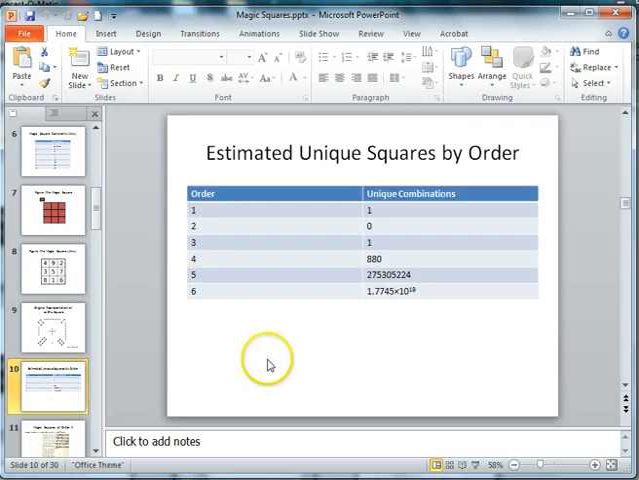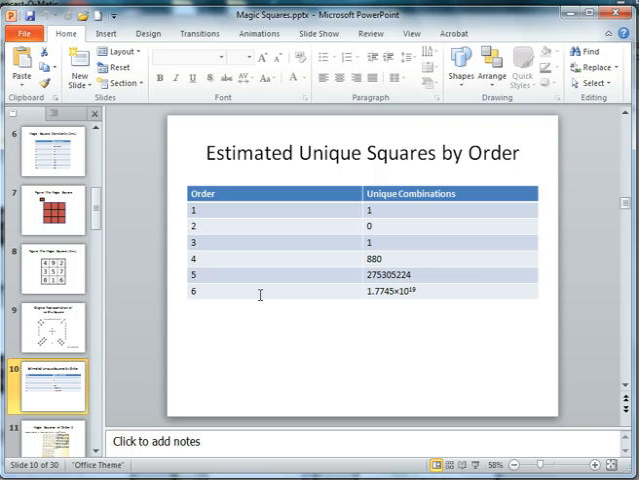How many different patterns can you fill? Well, for a 1 by 1, there's only one way to fill it. Just put the number 1 in it. For a 3 by 3, remember we said for 2 by 2 no magic square exists, and for 3 by 3 there's only one way to fill it. For 4 by 4, there's 880 ways to fill it. For a 5 and for a 6, you can see that the number grows exponentially.